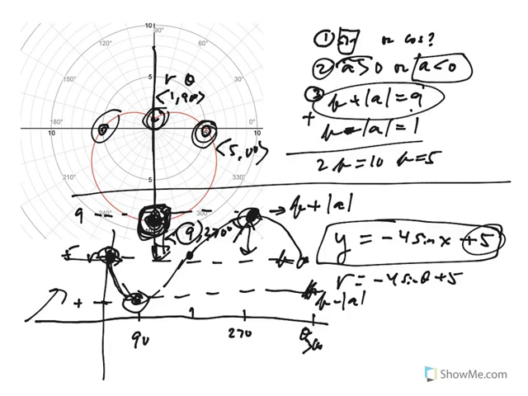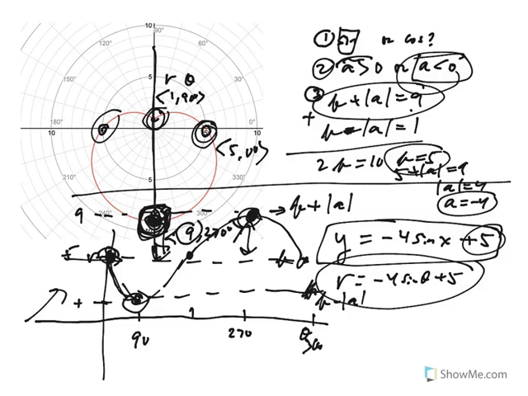Then we can plug into here and say 5 plus absolute value of a equals 9, so absolute value of a equals 4. But we already established that a was negative. So a is negative 4, b is 5, and we end up with this equation again.